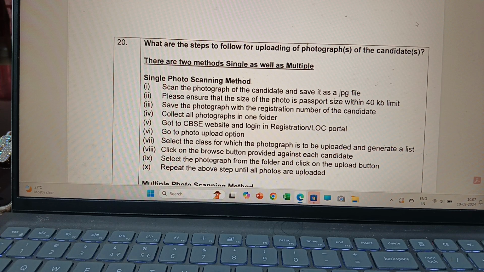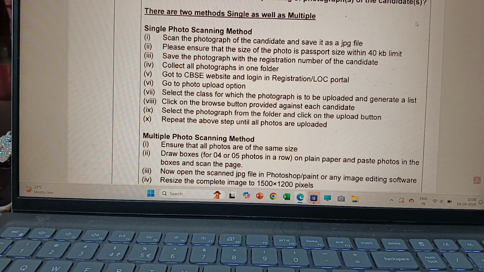Go to the CBSE website and log in to the registration or LOC portal. Go to the photo upload option. Select the class for which the photograph is to be uploaded and generate a list. Click on the browse button provided against each candidate. Select the photograph from the folder and click on the upload button. Repeat the above step until all photos are uploaded.